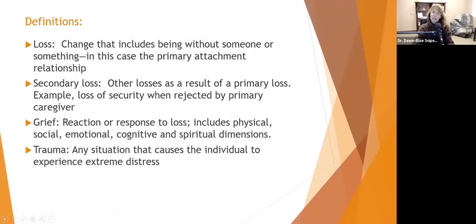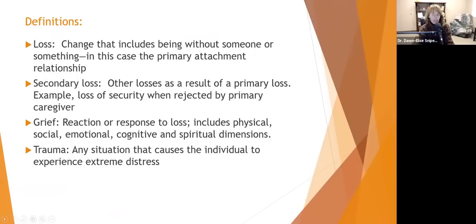Secondary loss, we're going to talk a lot about these. These are other losses or traumas as a result of a primary loss. So when the child, for example, loses their primary attachment figure, maybe there was an attachment, and then when the child was 6 months old, the primary attachment figure died. That's a loss. So what kind of other losses or traumas or symptoms or problems does the child experience as a result of that secondary loss?